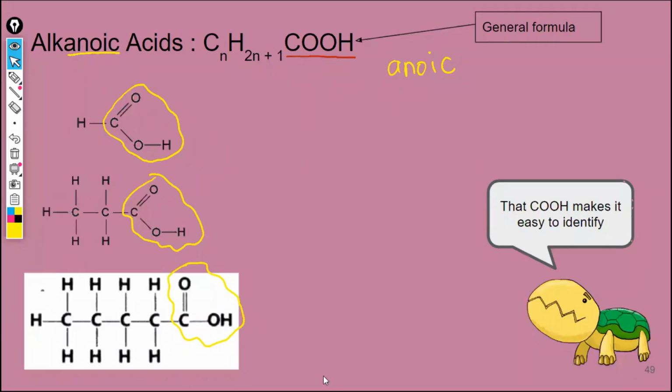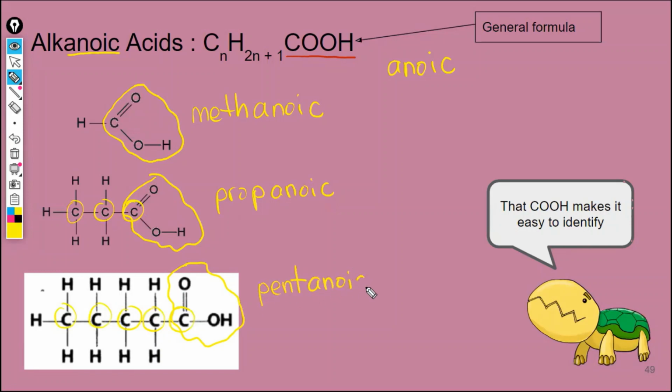The first one only has 1 carbon in it, so it is meth. That means 1 carbon, and you end it with anoic. The next one has 1, 2, 3 carbons, so it's propanoic. Okay? And the last one has 1, 2, 3, 4, 5 carbons, so it is pentanoic. Right, for a question like that, you can only expect to get 1 mark. All right. So let me know when you're finished with everything on the screen, and we will be moving on.